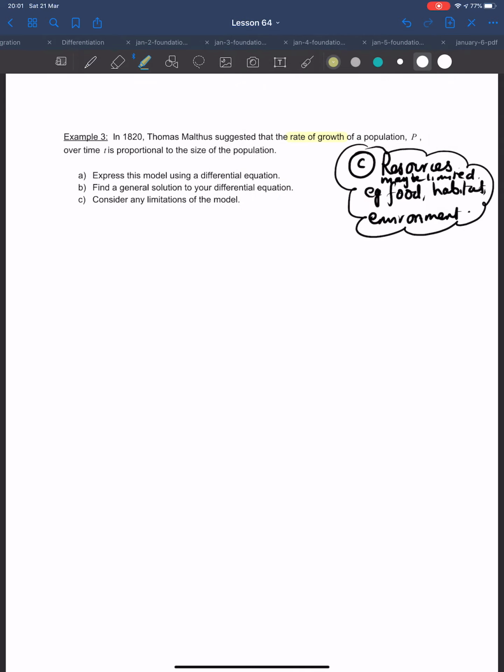Rate of growth in mathematics, rate of growth is dy by dx. Now, because it's actually p and t, it's dp by dt. It's the rate of growth of the population p over time. So it's got to be dp by dt. Order is important. Is proportional to the size of the population, which is p.